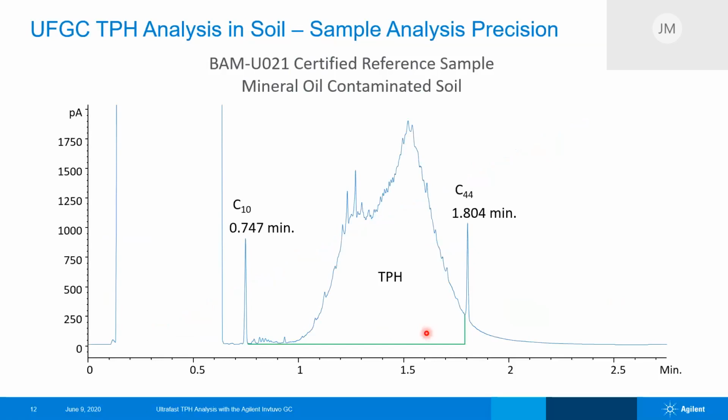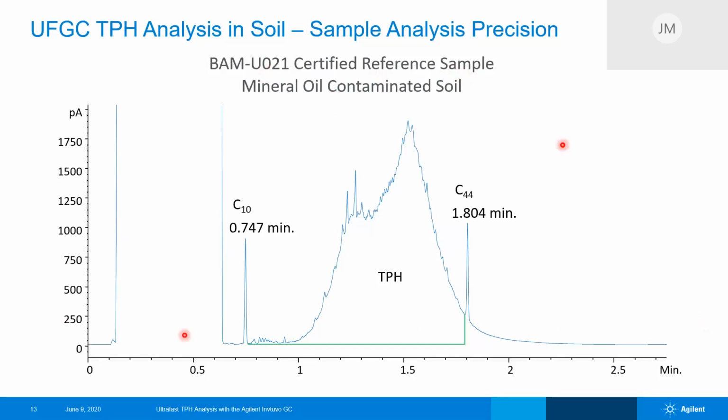Okay, so let's look at a real sample that's being run here. As I said, I took the two samples and extracted them multiple times, and then we'll do multiple injections of those samples. But let's take a look at one of them. This is the soil sample, our BAM U021. This is a soil sample that's been certified to have a mineral oil contamination in it.